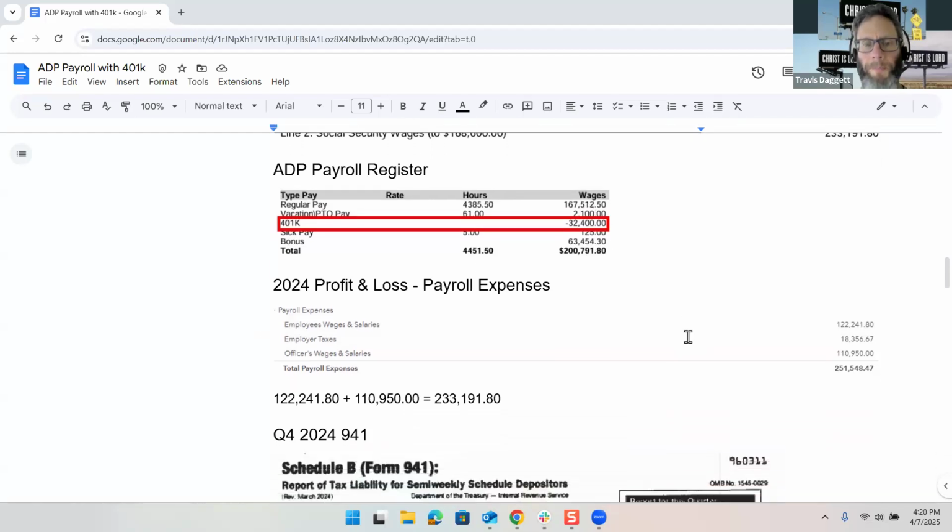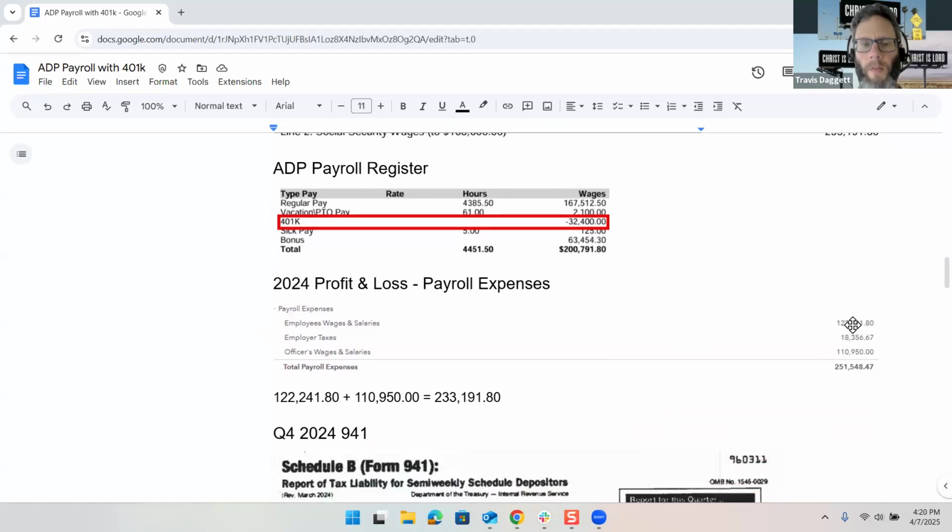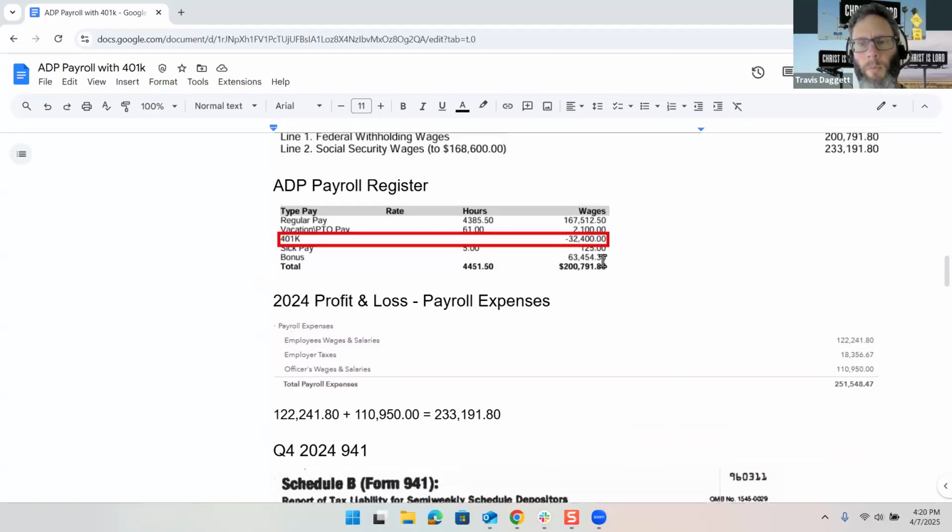So here's the P&L. We have the employee wages and officer wages separated out because of the entity type. So if we add those two together, we get the 233, which is correct. That's what we want.